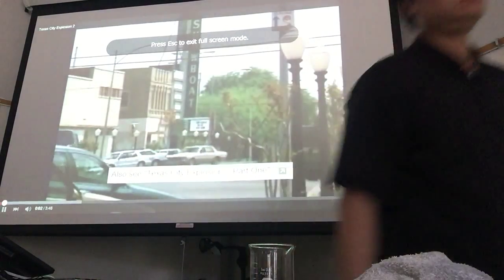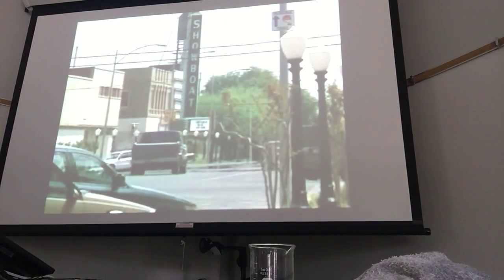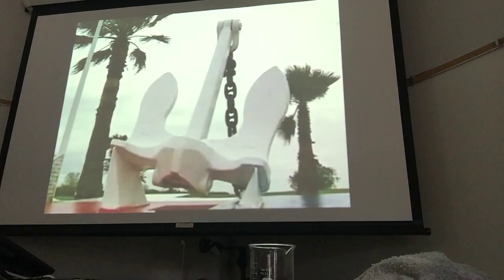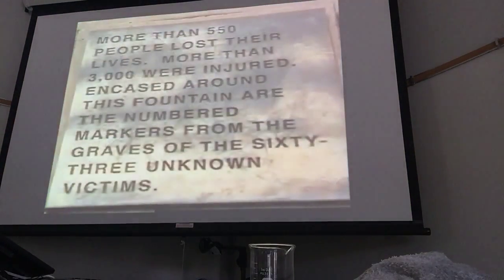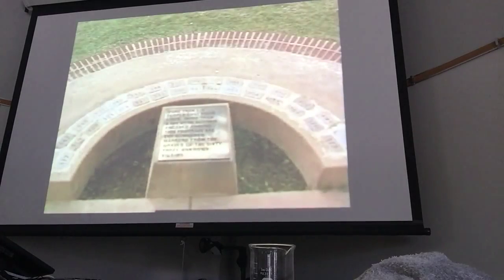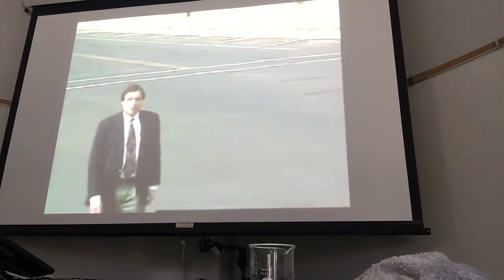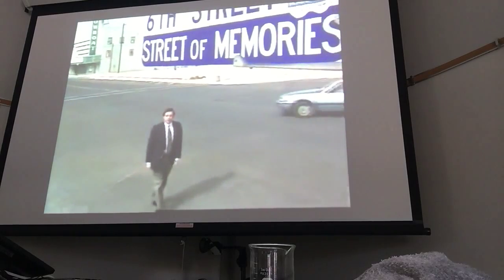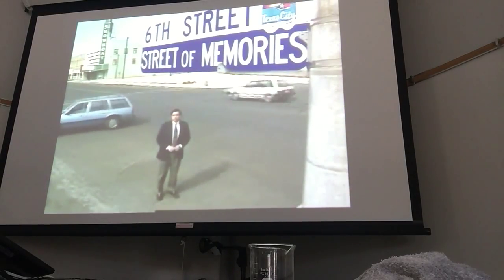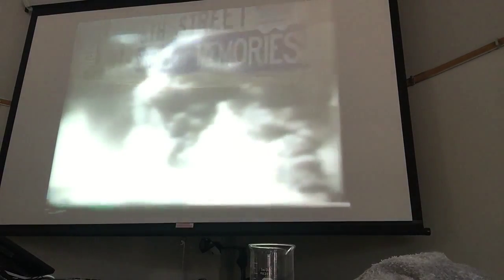This is Charles Hadlock. Texas City has tried to outlive its past, but it's hard. There are so many reminders. An anchor here, a propeller there, and sad, sometimes painful memories all around. Even today, 50 years later, the tragedy is not forgotten. 6th Street, the once busy main street of Texas City, has been renamed the Street of Memories. For it was along this street that so many screamed and ran for their lives.